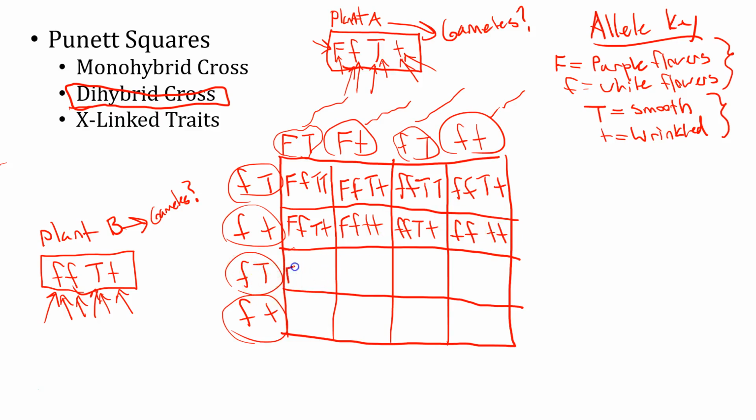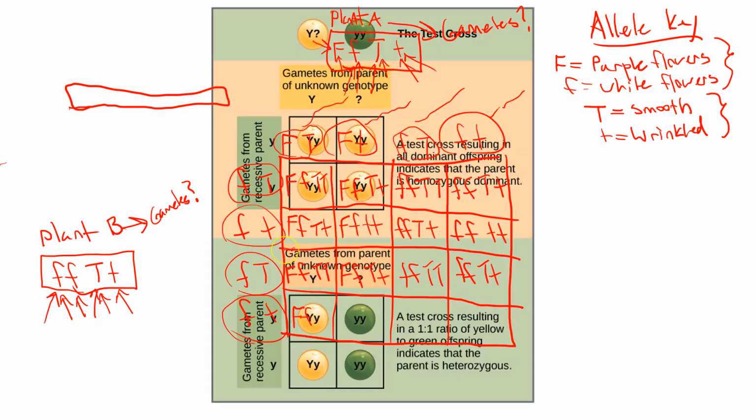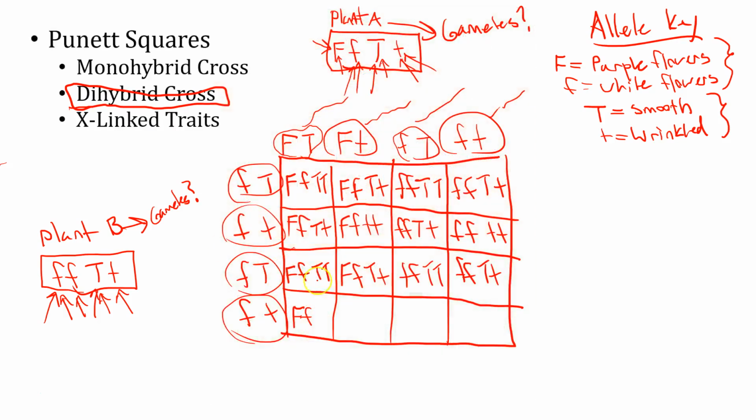Over here, this would be a big F, big T, big T. This would be a big F, big T, little t. This would be a little f, big T, big T. This would be a big F, big T, little t. Big F, little f. Oh, I don't know what happened there. Big F, big T, little t. Big F, T, T. Hopefully these are right.